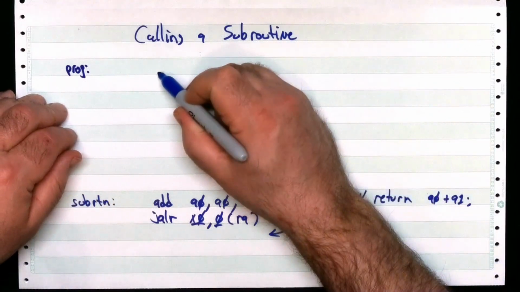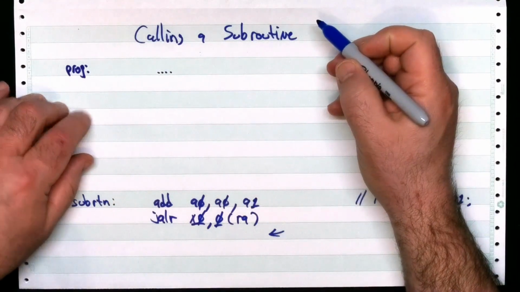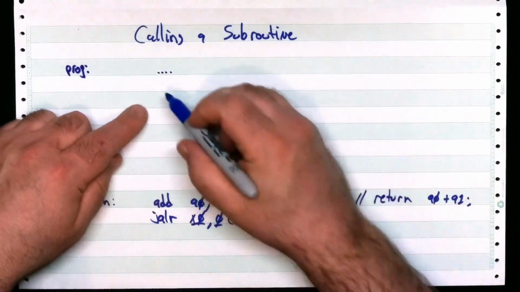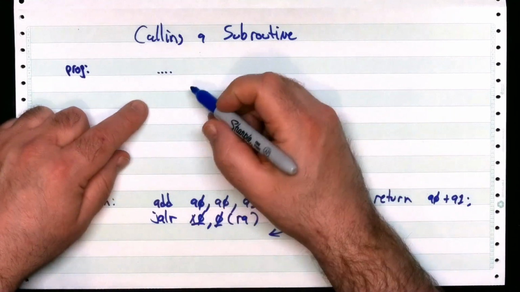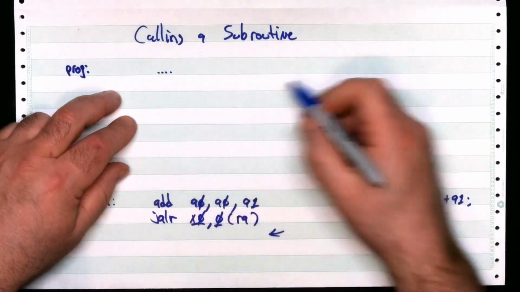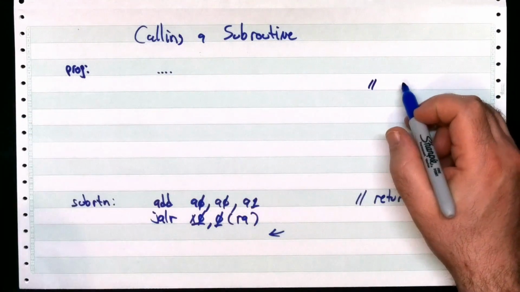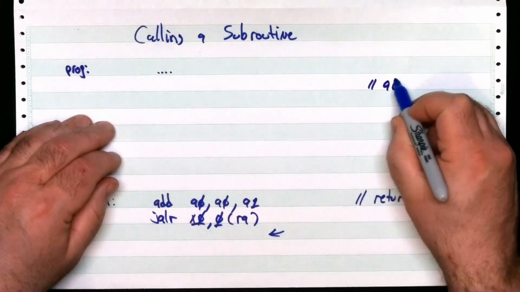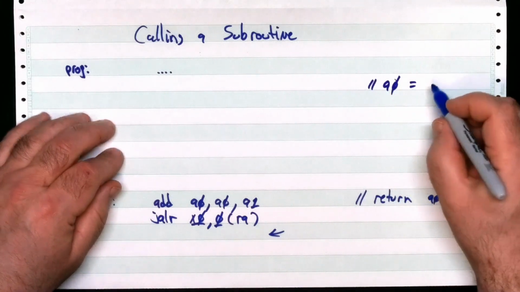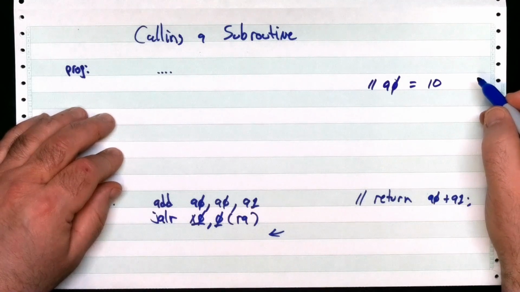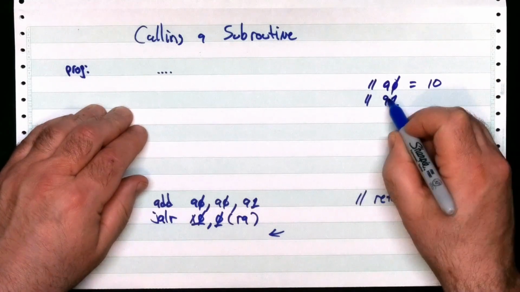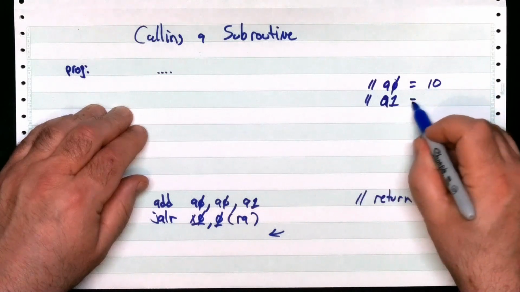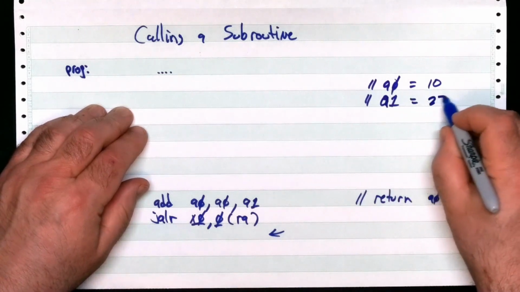Well, it's going to do whatever it's going to do, right? And then in order to call this, it has to get some value into A0 and A1 before it comes down here. So it might do something like this. Let's say, I'm going to put a comment over here. Let's say we want to set A0 to the number 10 in decimal, okay? And we want to set A1 equals 23 in decimal.